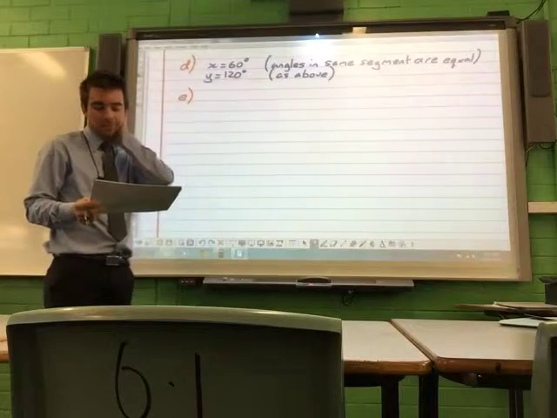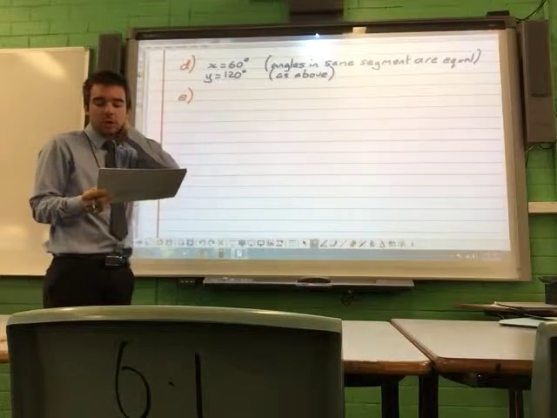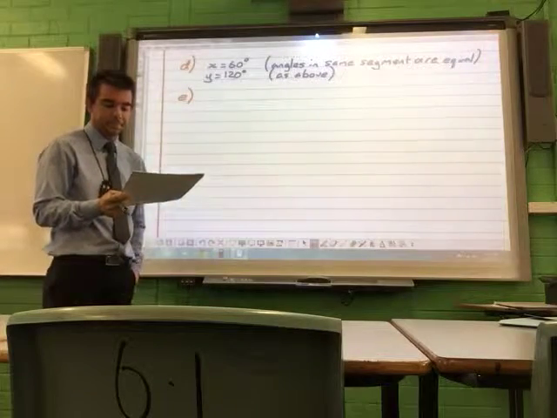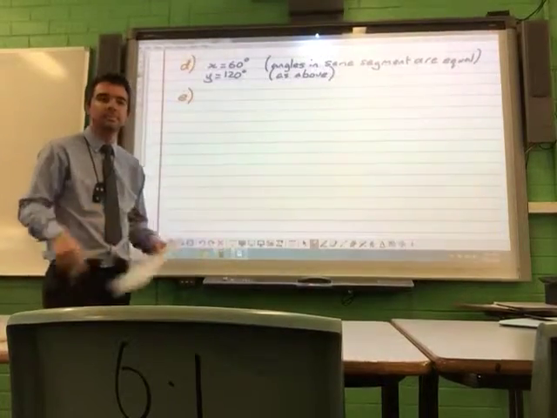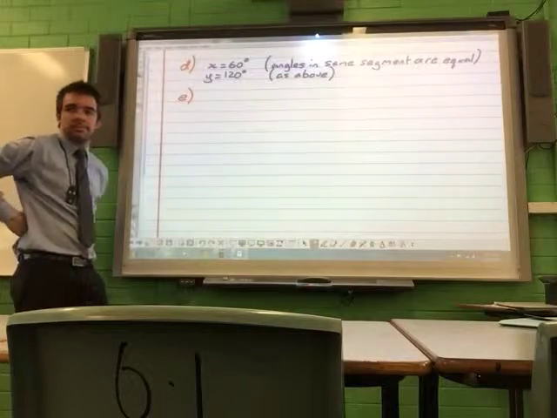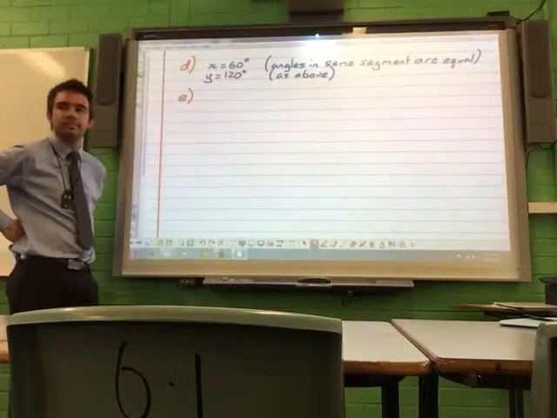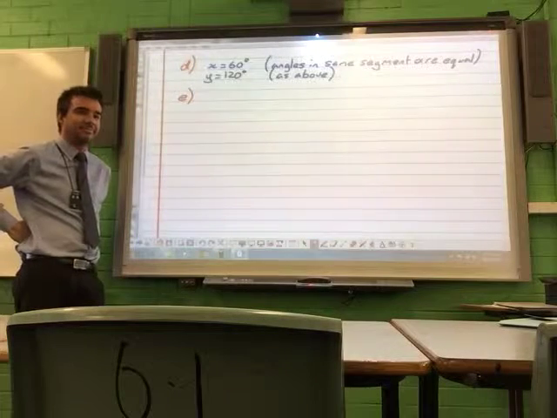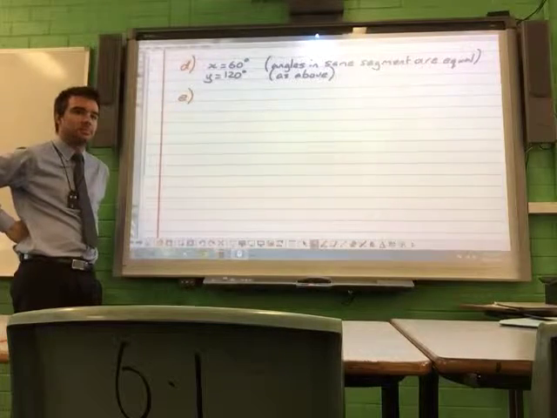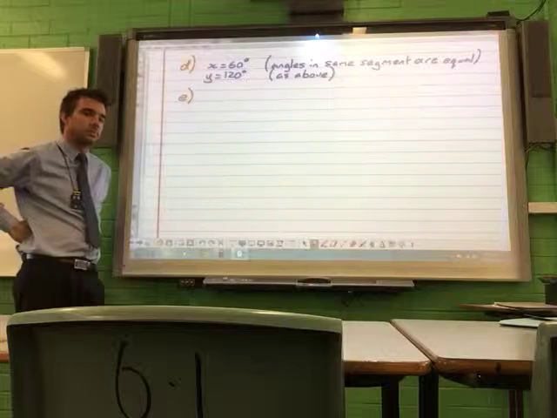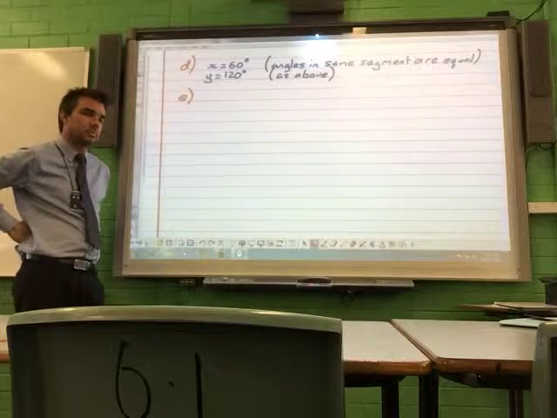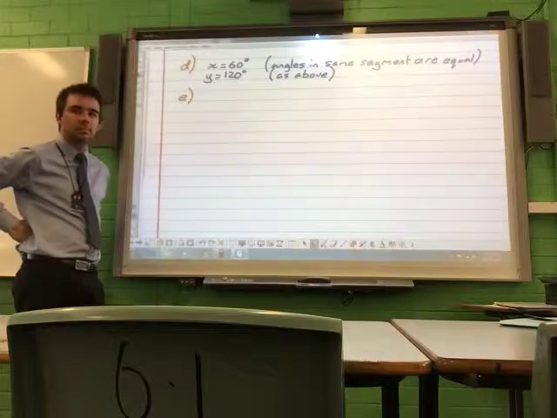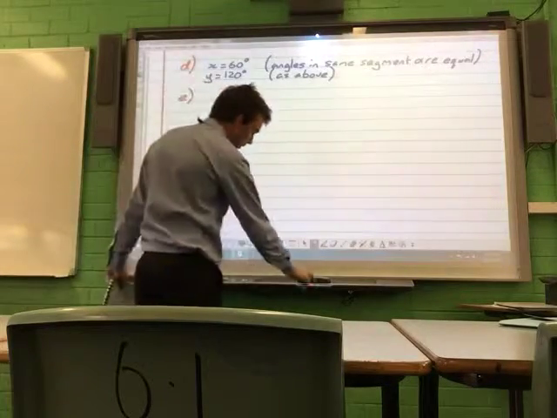Alright, E. Find the size of angle MQP. It's 90 degrees. Why? Because if you look at P, it's not on the board. P is 90 degrees, and it's on the circumference, which means O has to be 180 when it is on the circumference. Can I show you all something?